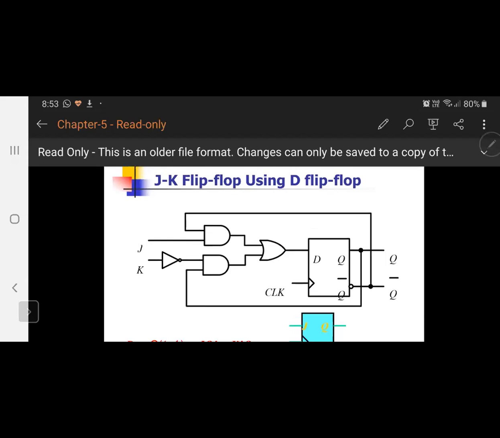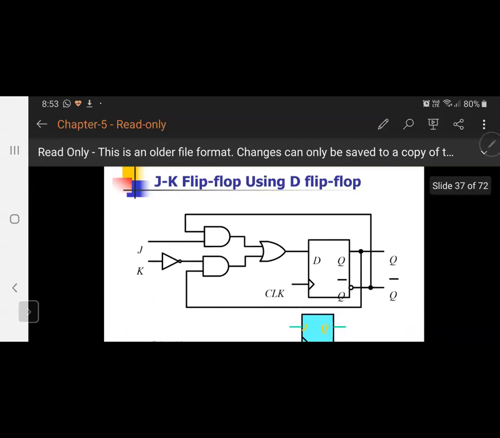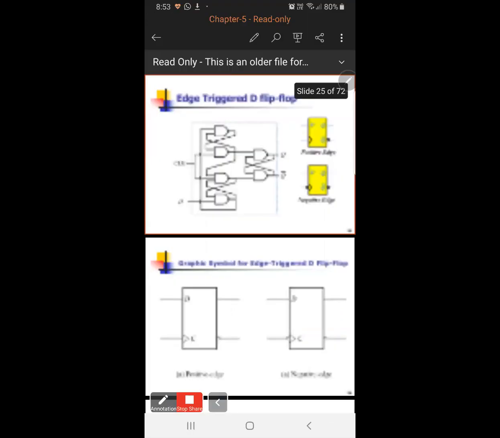Some girls want to have a break. Okay, fine. So after 10 minutes, inshallah, we'll start. So 9:03. I will stop the recording till then.